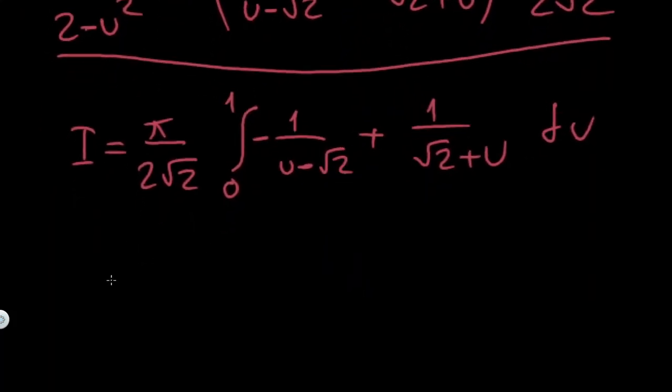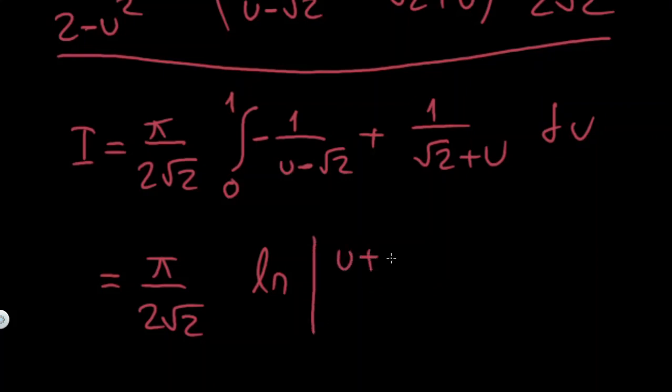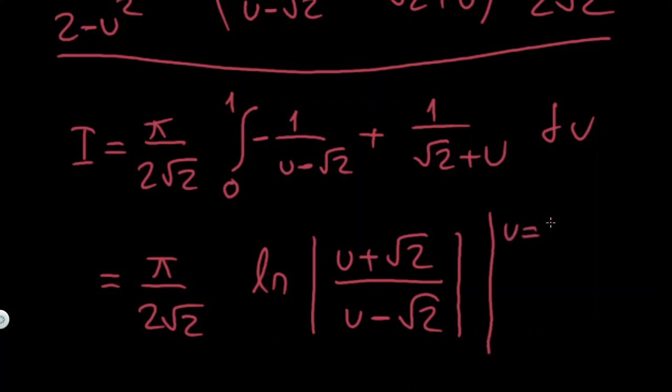And now this is an easy integral because it's going to give me ln, because I have just the derivative of this part at the top. So this is just minus ln of this thing, and this is just ln of square root of 2 plus u. So I can just combine them by saying this is ln of u plus square root of 2 over u minus square root of 2. And I have u going from 0 to 1.